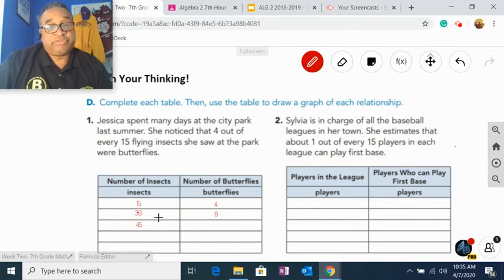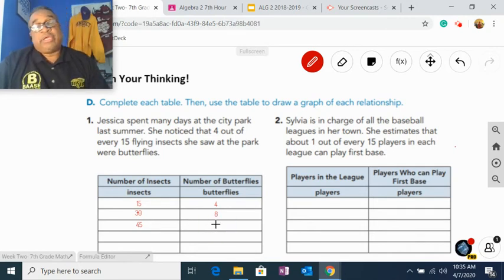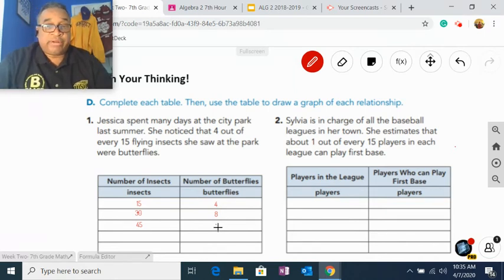So if I take 30 insects, that would double that and make that 8 butterflies. If I had 45 insects, how many would I have there? Well, that would go up again proportionally, and that would be 12 because we would add 4 to that, right? Not double. It goes up by 4. I'm sorry, I shouldn't have said double. It did happen to double in that case.